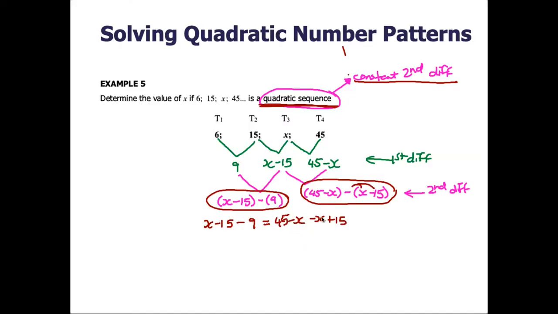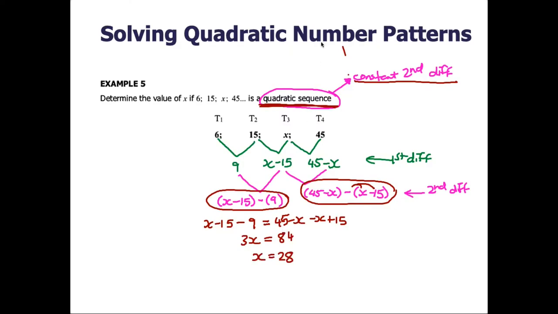So I've got x plus 2x will be 3x. 45 plus 15 is 60. And 60 minus, what have we got there? 60 plus 24 will be 84. And when we divide by 3, we get x is 28.